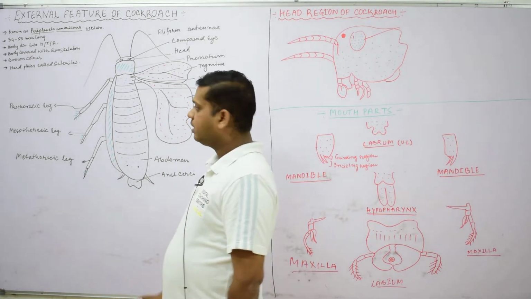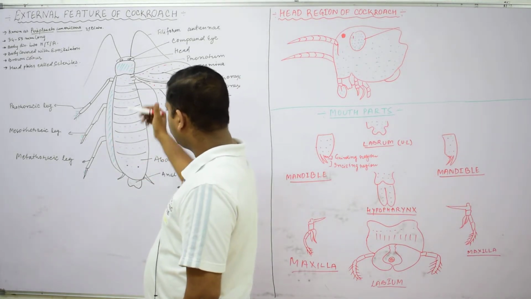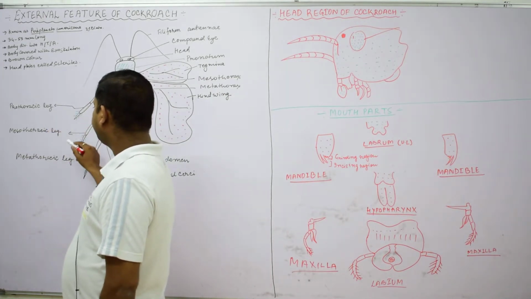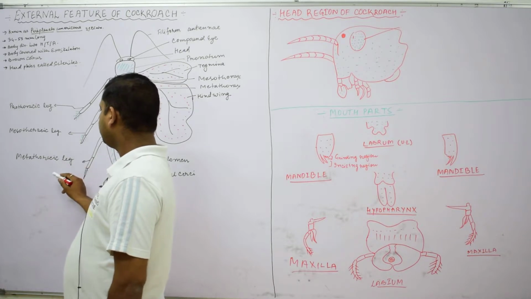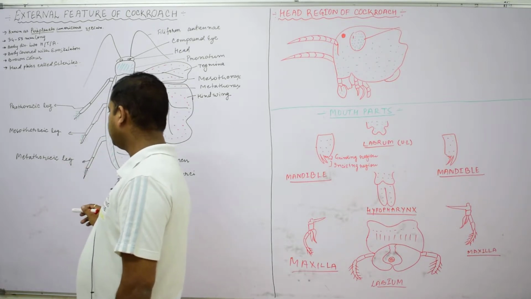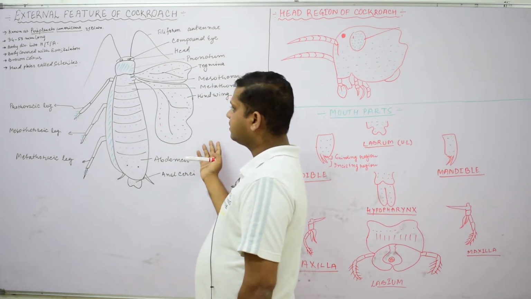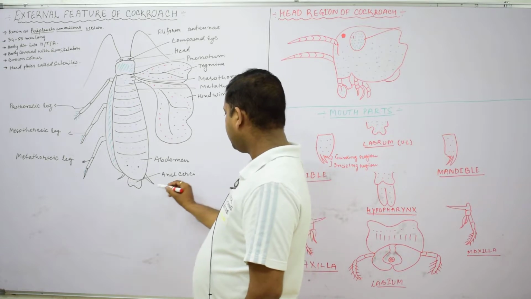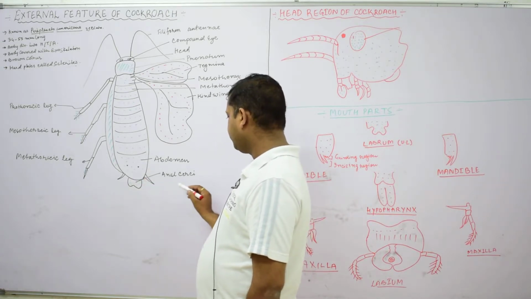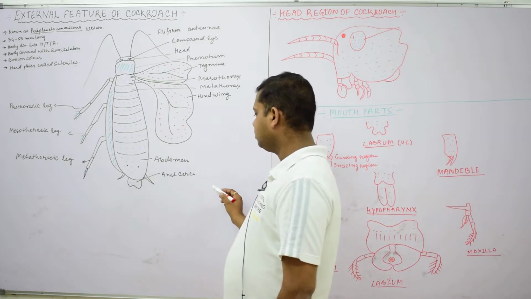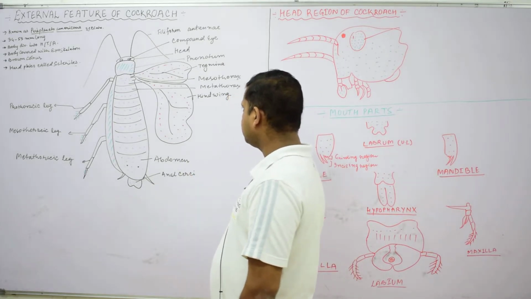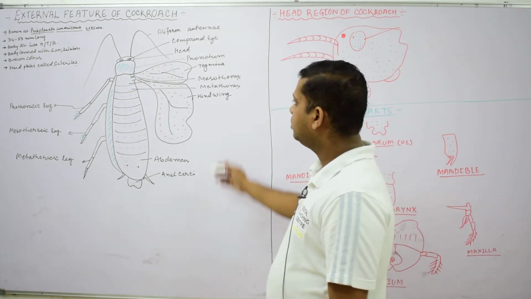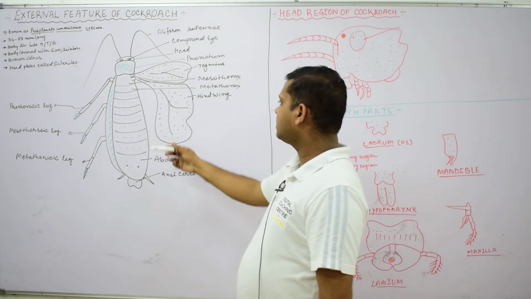We can see the three pairs of appendages on the right side. The first leg is prothoracic, the second is mesothoracic, and the last is the metathoracic leg. The same are found on the left side also. This last part shows the abdomen, and at the last posterior end they have anal cerci. This is the external feature of the cockroach, where we have seen that the body is divided into three parts: head, thorax and abdomen.